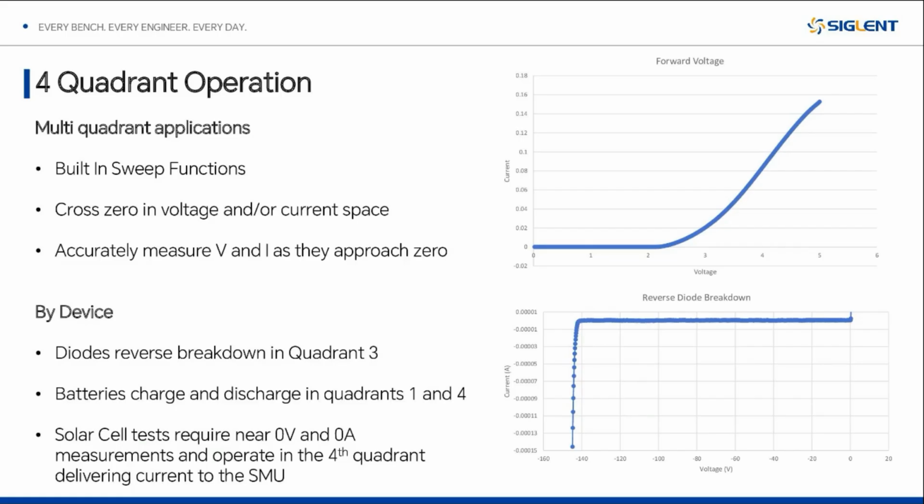And for 4-quadrant work, it's obvious that your diodes typically will break down here in what we call quadrant 3. We're going to talk about battery charge and discharge cycles, which are typically in quadrants 1 and 4. And how we use this operating capability to look at how solar cells and solar modules might work as well.